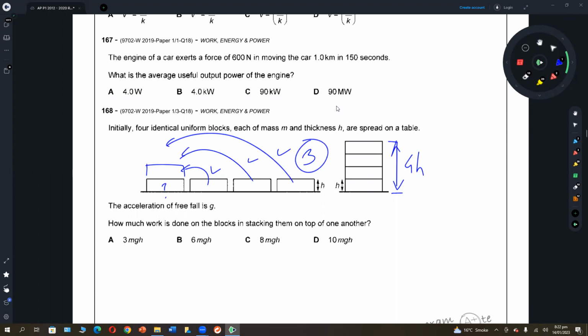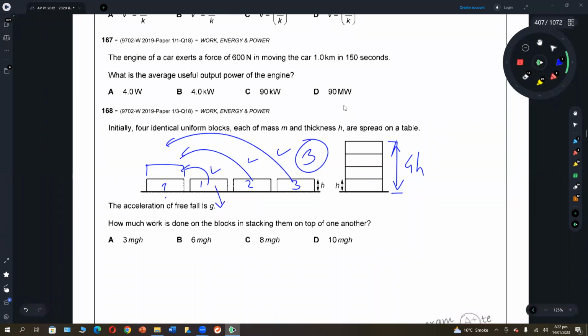How much work is done on the blocks in stacking them on top of another? नहीं नहीं सलीम, इतनी जल्दी आंसर नहीं दो. देखो, there are three blocks. हर ब्लॉक की पोटेंशियल वर्क अलग निकालो ना. यानी मैं नंबर कर देता हूं, 1, 2, 3. पहले ब्लॉक का वर्क डन निकालो, उसको तुम उठाओगे h जितना. दूसरे ब्लॉक को उठाओगे 2h जितना. और तीसरे ब्लॉक को उठाओगे 3h जितना.